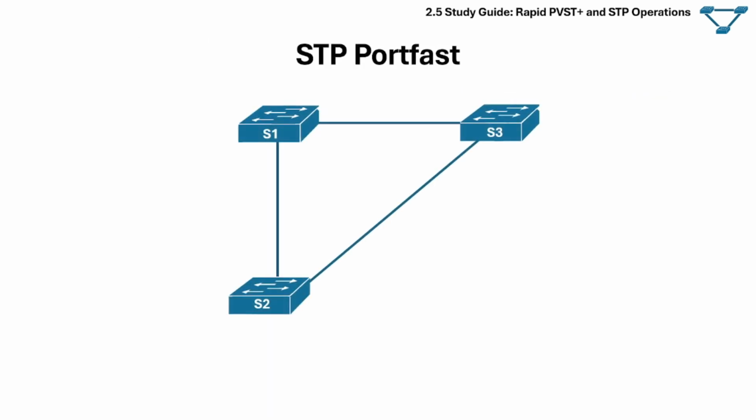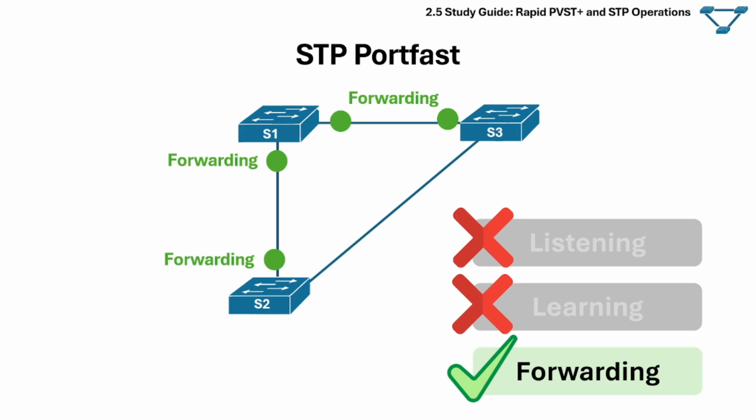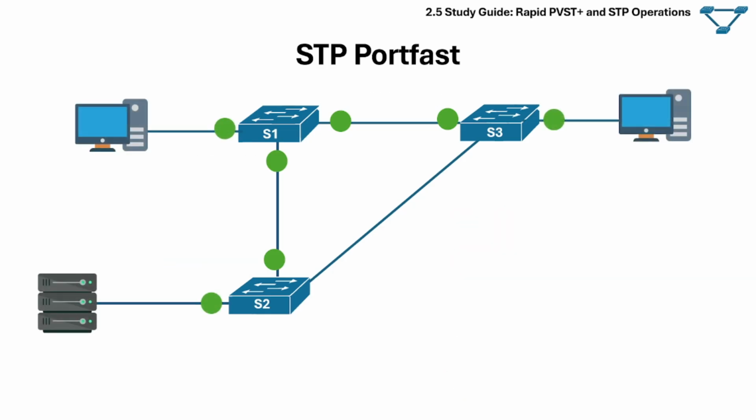Let's now discuss PortFast. PortFast enables a port to skip listening and learning states and go straight to forwarding, allowing the port to forward traffic immediately upon link-up. This speeds up network connectivity for end devices as they don't have to wait for STP to converge. It's particularly useful for devices like PCs and servers that need to connect quickly.